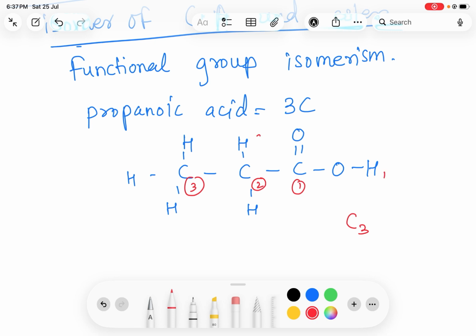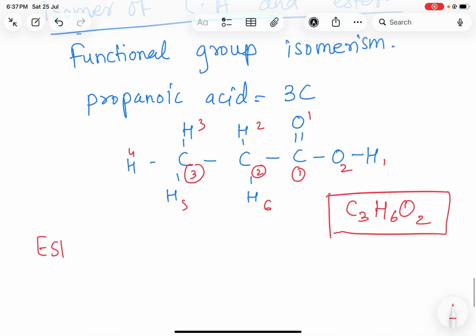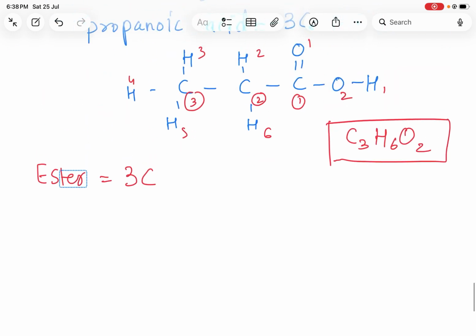Then I have 1, 2, 3, 4, 5, 6 hydrogens and 1 and 2 oxygens, O2. Okay, this is my molecular formula of carboxylic acid. Now I have to find ester, which is also having 3 carbon atoms. Okay, now how should I make 3? So, I know that esters are made by reacting alcohol and carboxylic acid. So I will have to choose an alcohol and a carboxylic acid that makes a total of 3 carbon atoms.